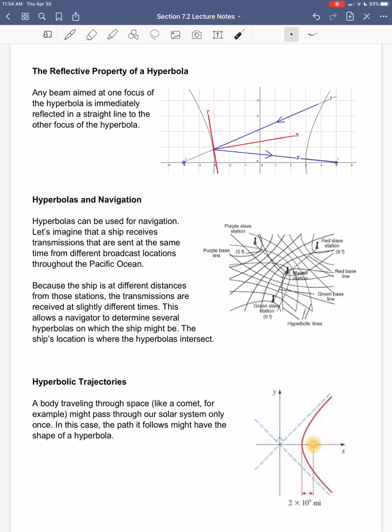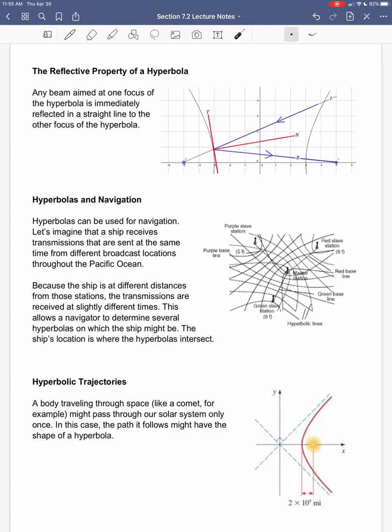Hyperbolas are also used for navigation. So like I've said here, let's imagine we have a ship. It's out in the middle of the Pacific Ocean, and it's receiving transmissions that are sent at the same time from different broadcast locations throughout the Pacific Ocean. And there really is this type of stuff. Like the U.S. Navy has antennas on a bunch of different islands in the Pacific Ocean, and those are set up, synchronized, so that they all send out a pulse once every minute, I think it is, at exactly the same time. However, the ship is at different distances from those stations, so the transmissions are received at slightly different times. That's that difference, the constant difference idea.